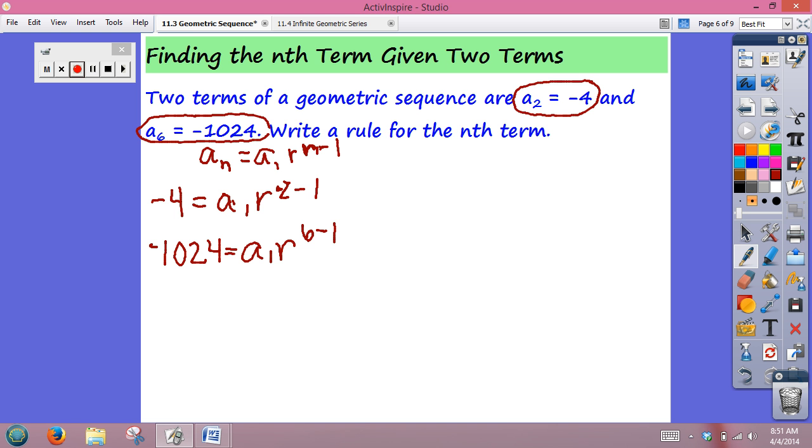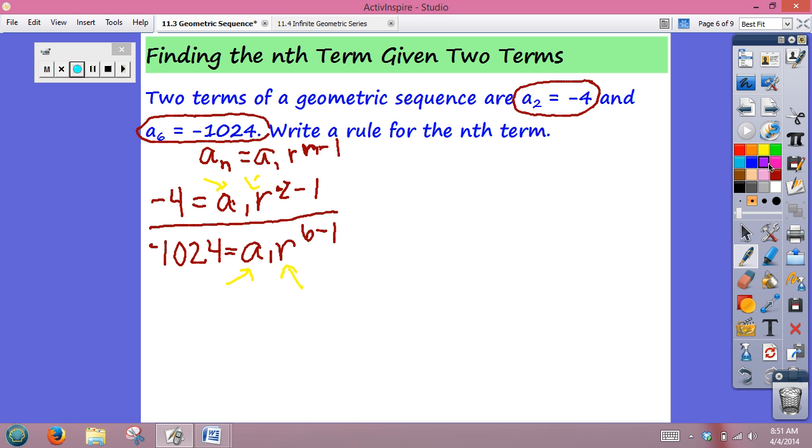Since we know that these are in the same sequence, we can find the ratio by finding the ratio of these two equations. So what we're going to do is actually divide the equations by each other, because we have two variables here that we are unsure what they are. So this is going to be the easiest way to figure out the pieces that we're missing.